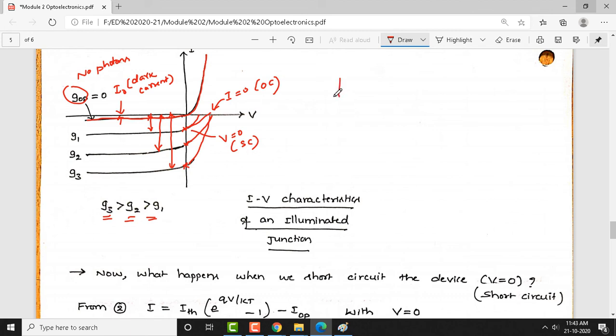If you have a photodiode like this, you apply a short circuit across it and calculate the current flow here, because now there are photons. When you apply short circuit, the voltage is 0 here and current flows. Let us call this ISC.